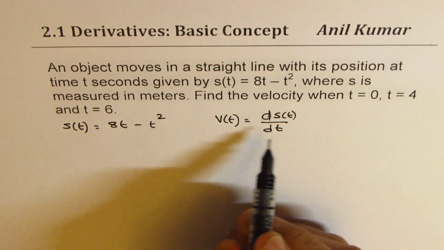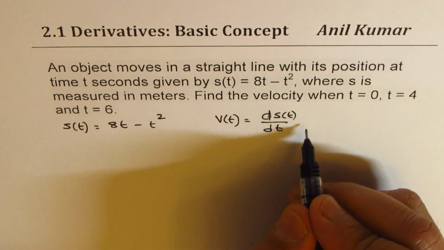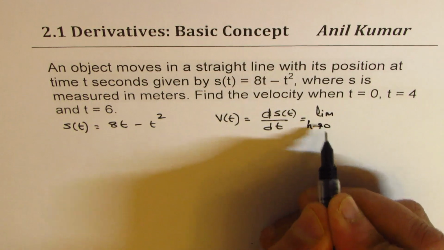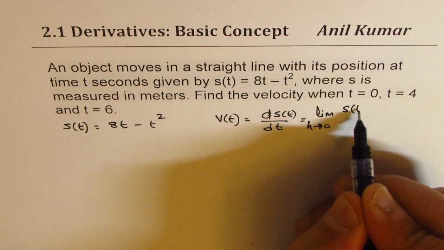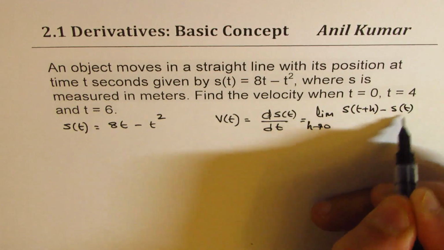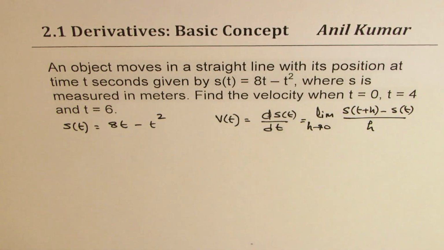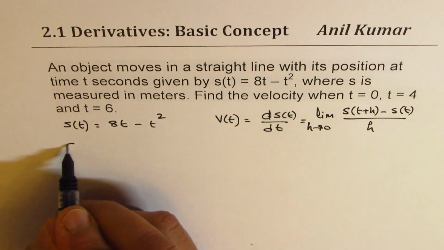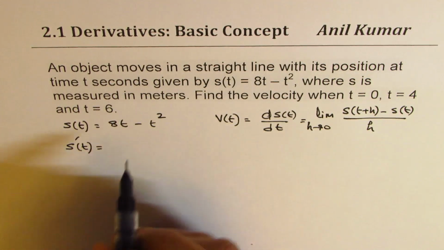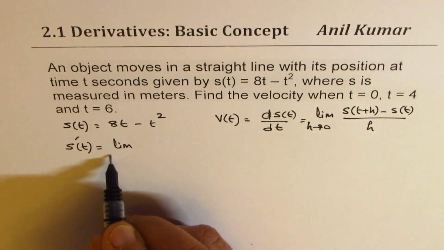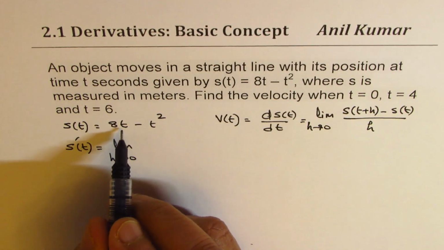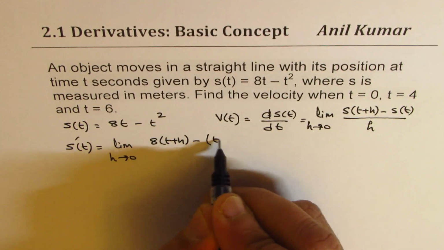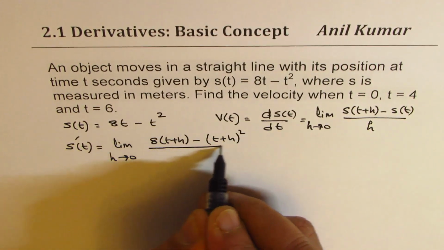Now we are going to find the derivative of this function using basic concepts of limits. So we'll say limit h approaches 0, and we'll say s of t plus h minus s of t over h. So that is how we are going to find the rate of change, which is velocity. So we can write this as the derivative of displacement is limit h approaches 0, and we'll replace t with t plus h. So we have 8 times t plus h minus (t plus h) whole square over h.